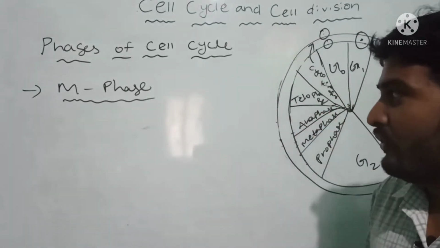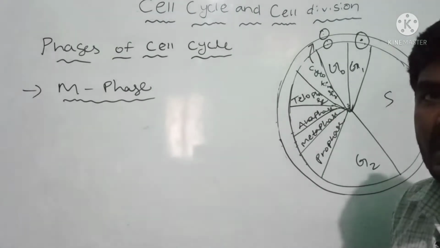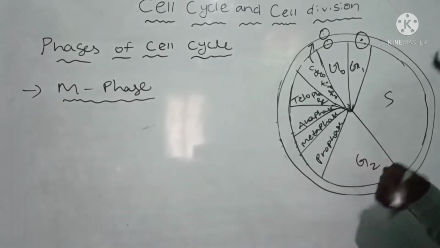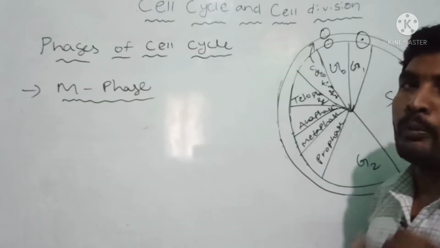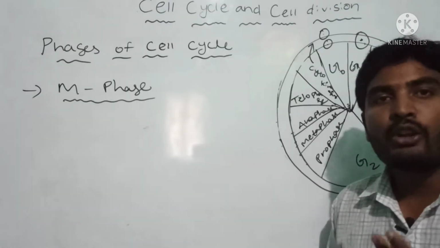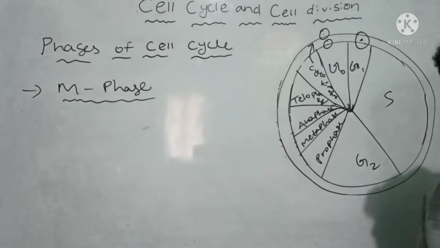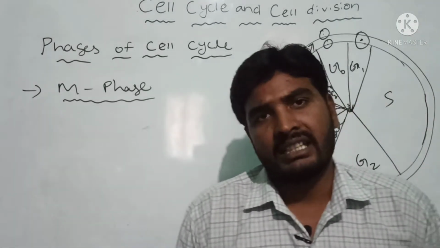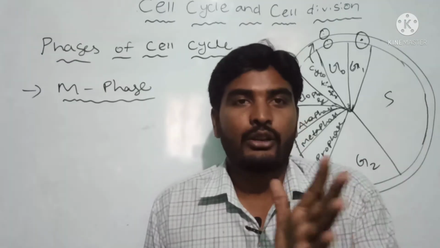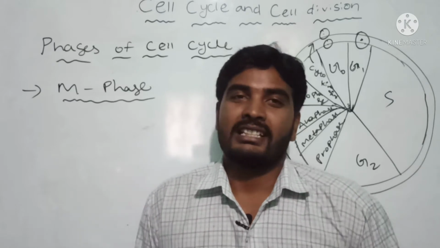The mitotic phase starts with karyokinesis and ends with cytokinesis. Karyokinesis is again divided into four subphases: prophase, metaphase, anaphase and telophase. Now first of all, what are karyokinesis and cytokinesis? Division of the nucleus is called karyokinesis, and division of the cytoplasm is called cytokinesis.